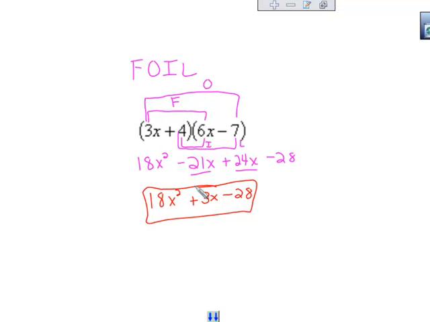Now I took this really slow. Some of you will be able to do the O and the I right away and combine those right away, and that's fine. There's another problem that you have to do for the FOIL method that's right next to it. I'll give you some time, so you can stop the video here. We can go over the answer just to make sure that you're doing it correctly, and then we can move on to type 3.